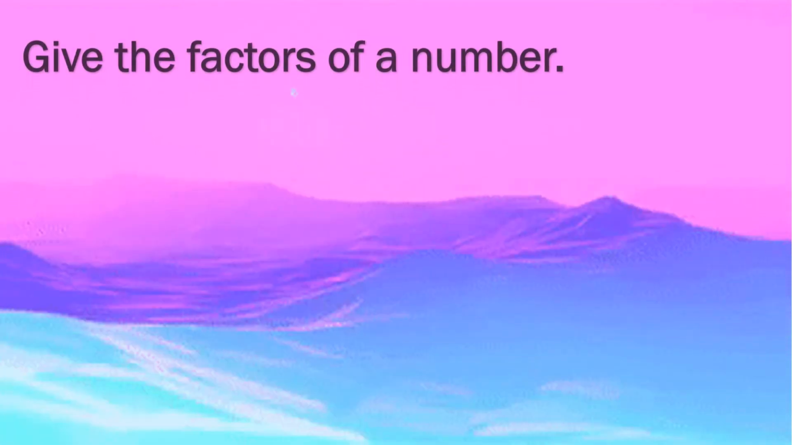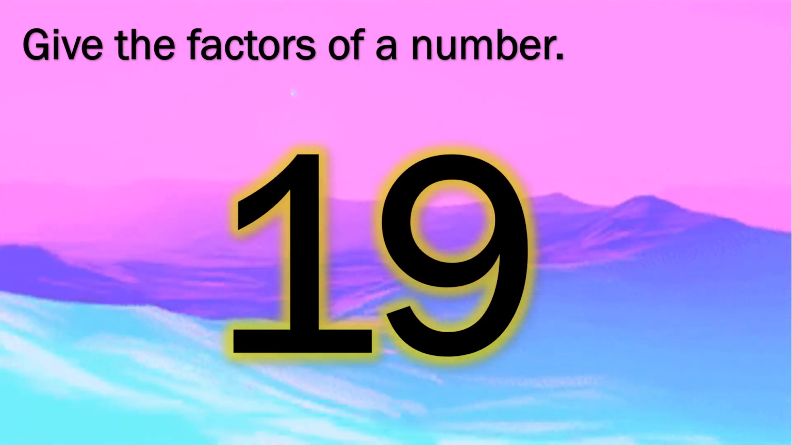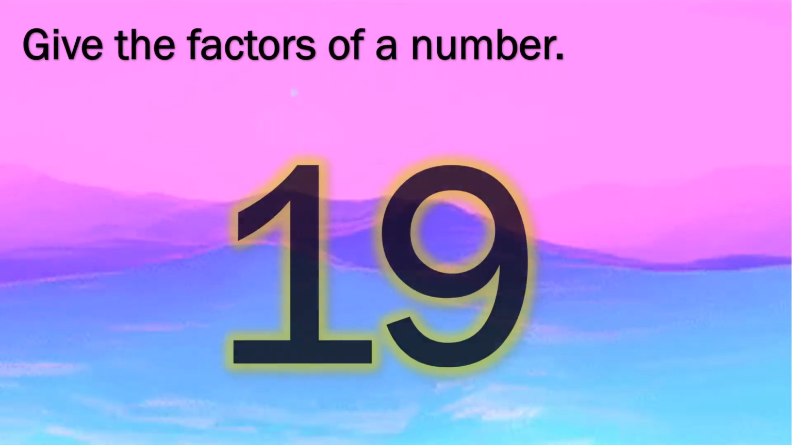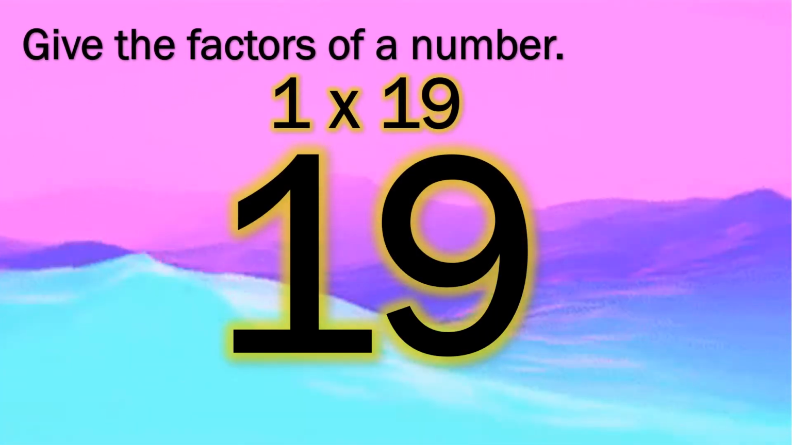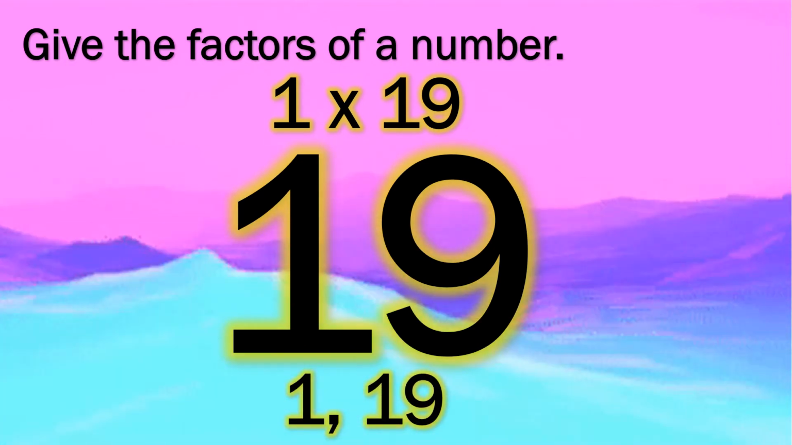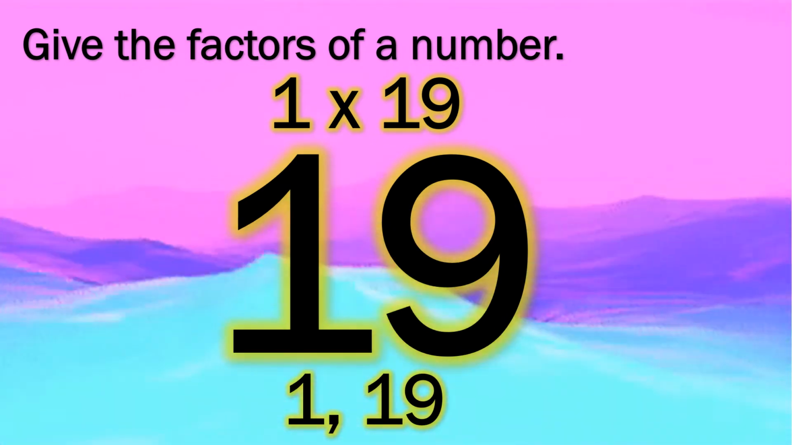Number 19. So we are looking for 19 in our multiplication table. And we all know that it's 1 times 19. So it's the same with 7. The factors of 19 are 1 times 19. And the factors are 1 and 19. We have only two factors, the 1 and 19 itself.